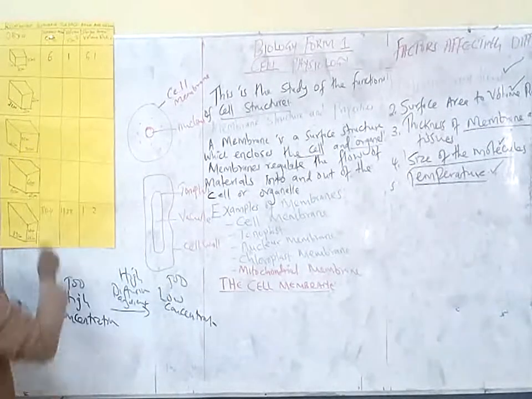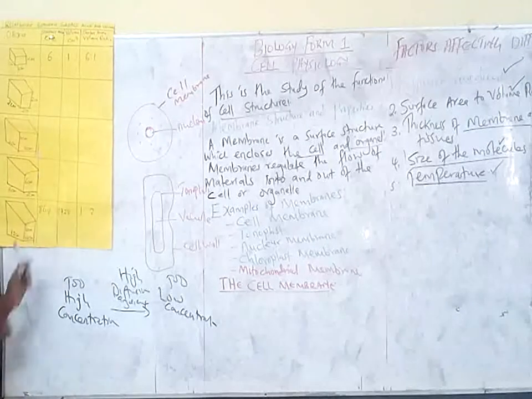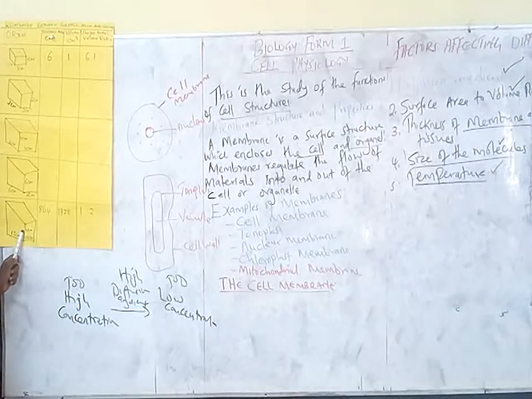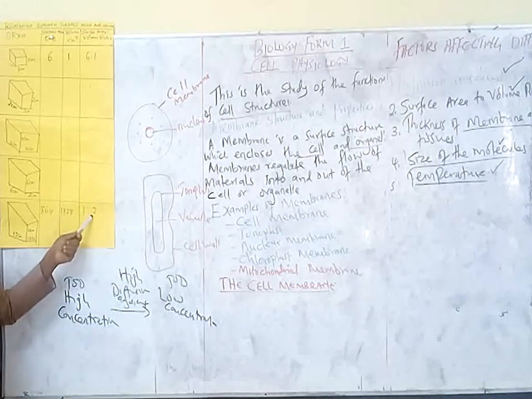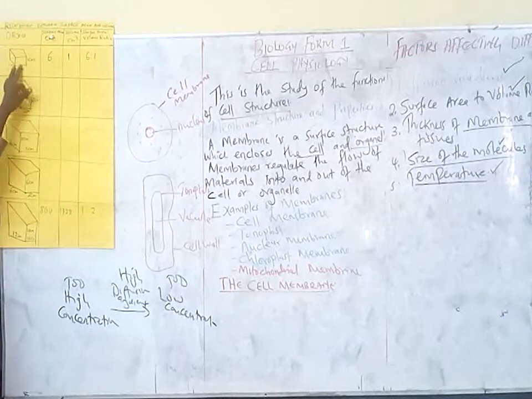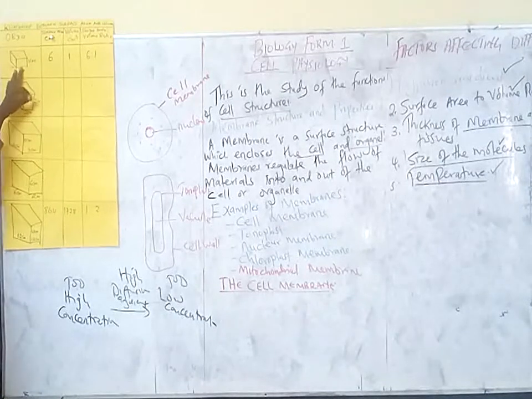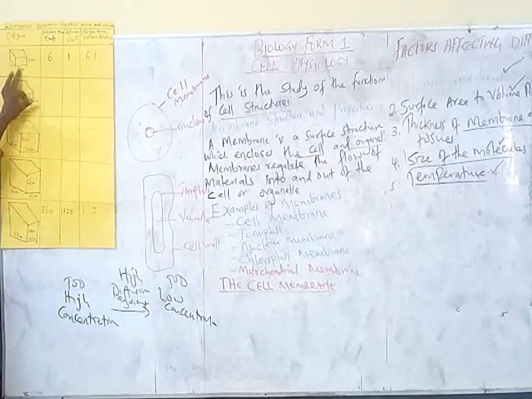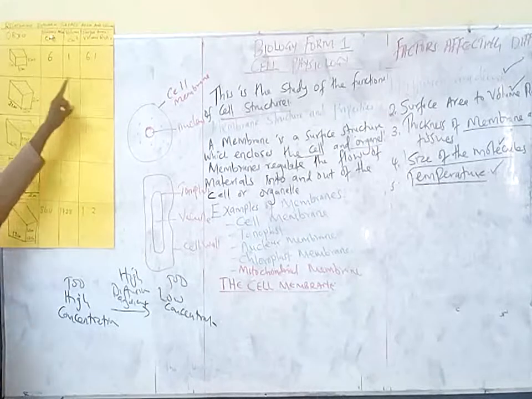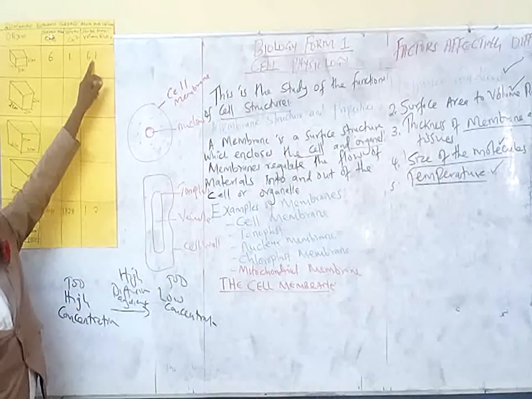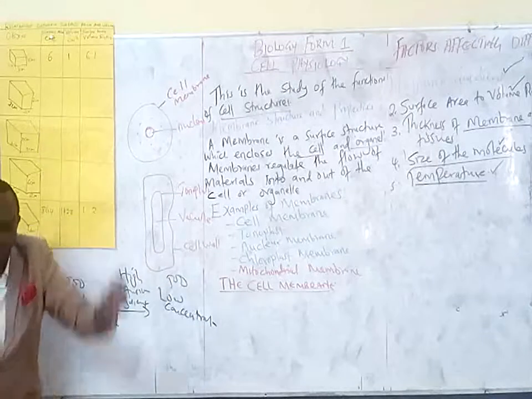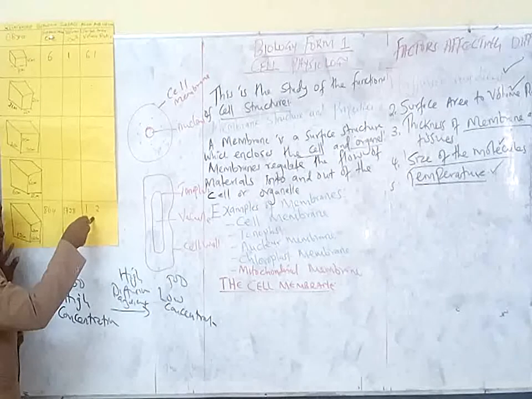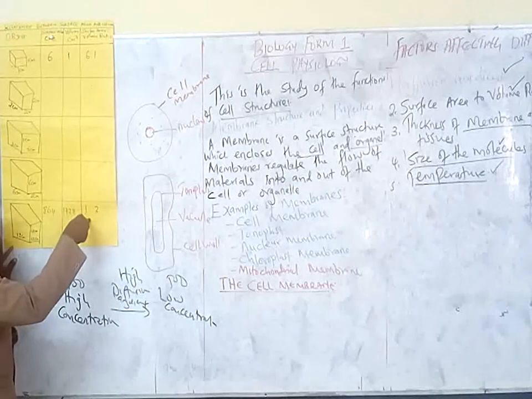So as you can see, the smaller the object, the higher the surface area to volume ratio, and the larger the object, the smaller the surface area to volume ratio. Organisms with a larger surface area to volume ratio have faster diffusion. So we always say, the smaller the organism, the larger the surface area to volume ratio, and so the faster the rate of diffusion. Again, the larger the organism, the smaller the surface area to volume ratio, and the slower the rate of diffusion.